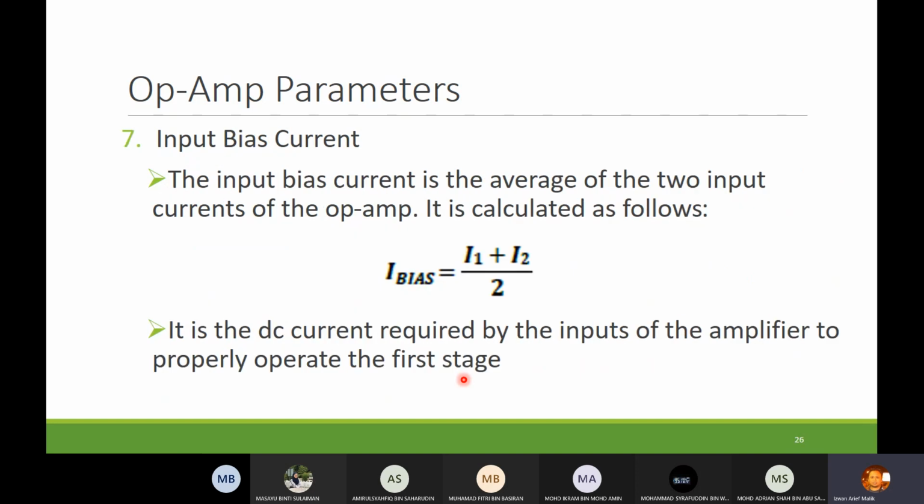Input bias current. The input bias current is the average of the two input currents of the op-amp. So it is calculated as follows. I bias equivalent to I1 plus I2 divided by 2. So it is the DC current required by the inputs of the amplifier to properly operate the first stage.